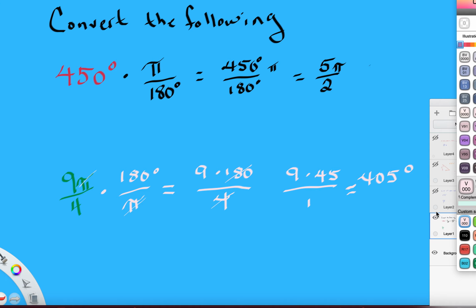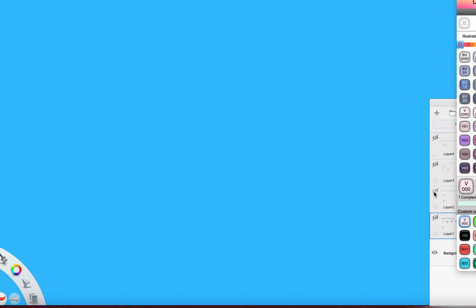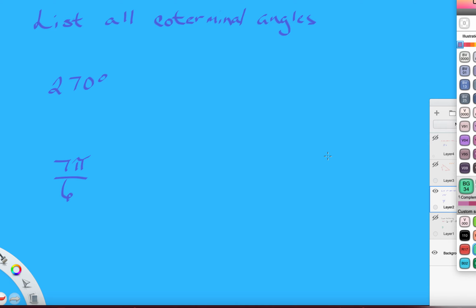So I'm going to move on from here and move to the second part. This is number 3 on the page. It says list all angles that are coterminal to the following. And then it says give me coterminal angles of 270.